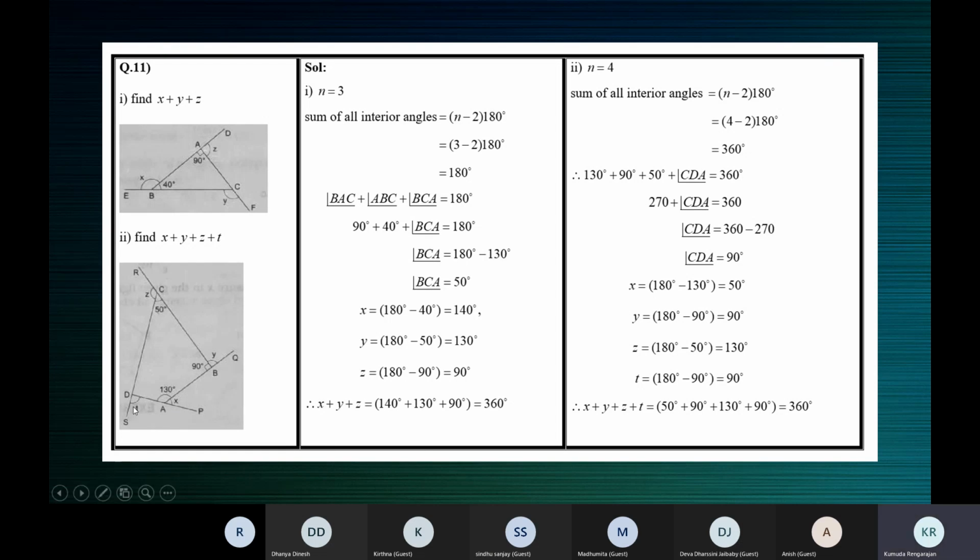Now to find T, you don't know the corresponding interior angle. So we find this one first. What is this angle called? It's angle ADC or CDA. So that's what we find first. And then X, Y, Z, T: we find all the exterior angles using the rule 180 minus interior angle. And then we add them to get 360.